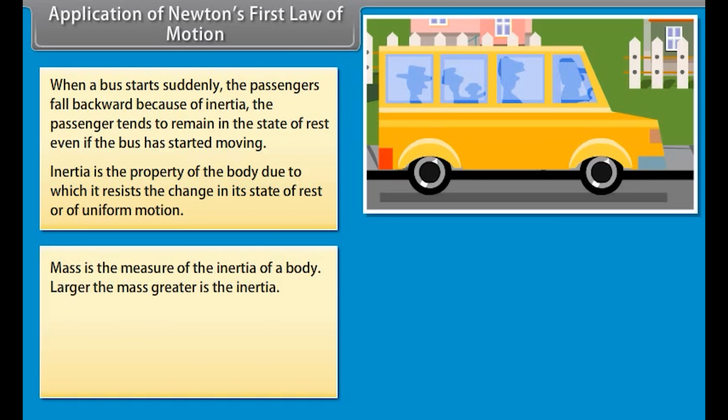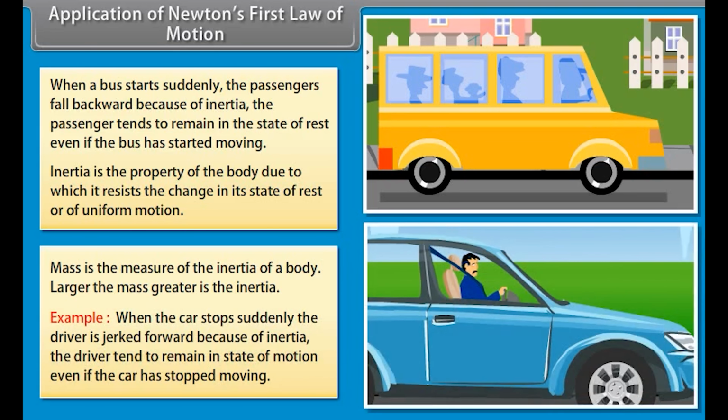Mass is the measure of the inertia of a body. The larger the mass, the greater is the inertia. Example: when the car stops suddenly, the driver is jerked forward because of inertia. The driver tends to remain in the state of motion even if the car has stopped moving.